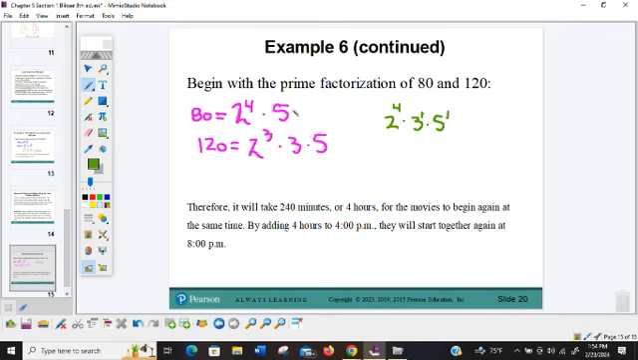This one is 5 to the 1st. This one is 5 to the 1st. So we just use 1. If you multiply all that out, 2 times 2 times 2 times 2 times 3 times 5, you get 240 minutes. Now, 240 minutes is 4 hours, right? When you divide that by 60, that's 4 hours. So now we want to go back to 4 p.m. and we want to add 4 hours to that. And we find out that the next time they'll both start at the same time is 8 p.m.